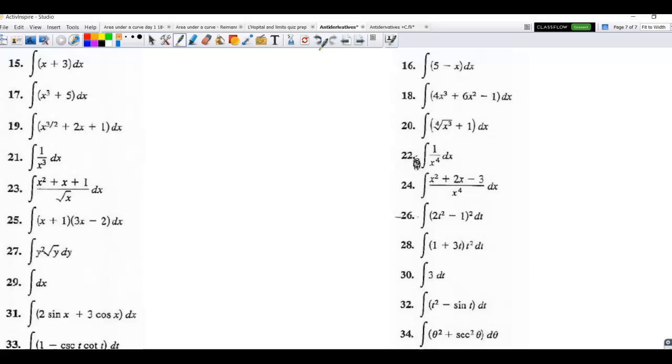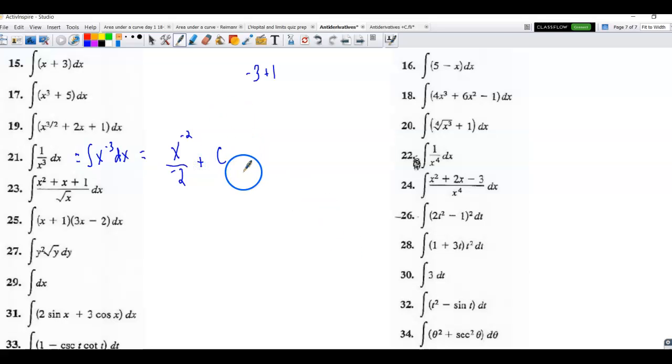Number 21 is our first time that we have to do a rewrite. So the first thing we want to do with 21 is to rewrite that so that the variable is not in the denominator. We're going to make that x to the negative 3 power. So that's still the original problem, just re-expressed. So when we increase the power by 1, we have x, and if we have negative 3 and we increase by 1, that takes us to the negative 2. And then divide by that new power of negative 2. And then that's plus c.